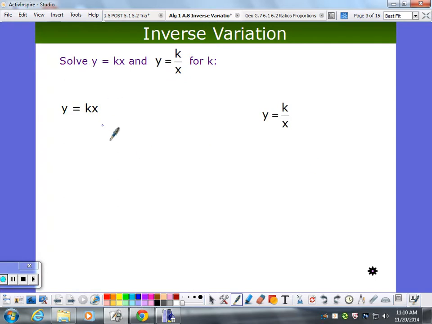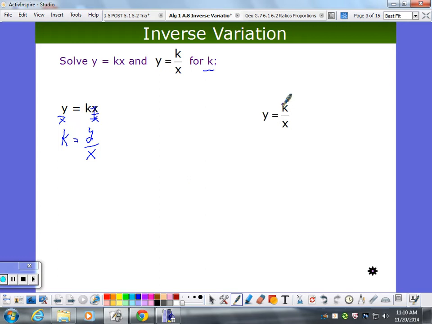Now, when we have y equals kx and I want to solve it for k, we did this for direct variation. What was k? Solve for k. All that involves is dividing both sides by x, so k equals y over x, where x is not 0. Now think about how you would do that to solve for k in the inverse case.